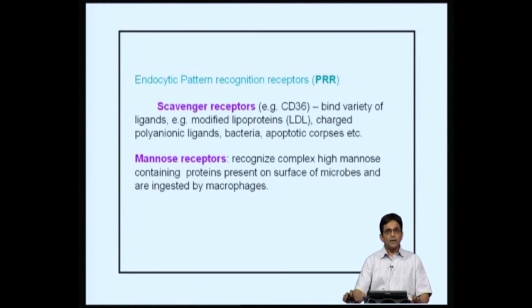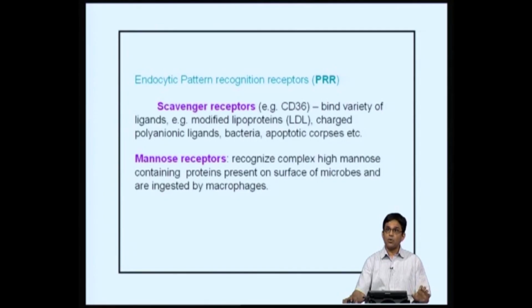Okay. There are other types of pattern recognition receptors, and two of the important ones are endocytic. These do not signal by themselves; they are endocytic, which means they will bind to complexes, and these receptors internalize and clear off these bound ligands. One of the important ones is scavenger receptors. Scavenger receptors are particularly important because they bind to modified lipoproteins, for example, LDL, which is important in transport of cholesterol. They also bind to charged polyanionic ligands, bacteria, apoptotic corpses, etc.